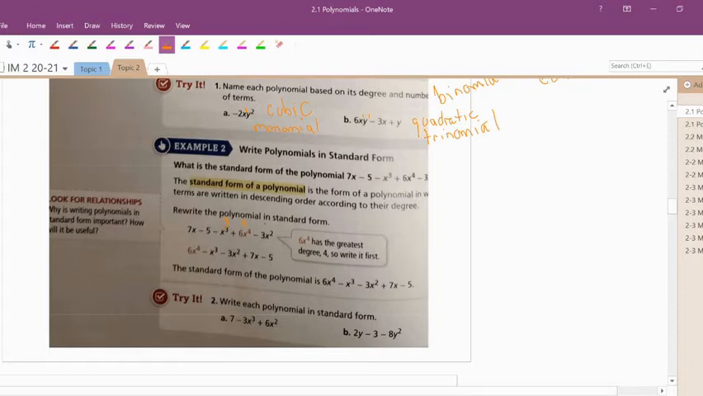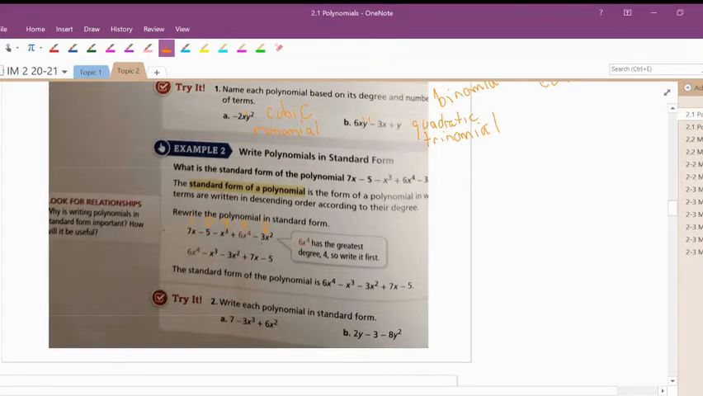6x to the fourth goes first, minus x cubed goes second, negative 3x squared goes third, 7x goes fourth, and negative 5 goes last. And that's probably the order we're going to write them in anyways. We just like to see bigger exponents to the left and numbers to the right. So that's what that's doing. This is standard form. Just putting it in order.